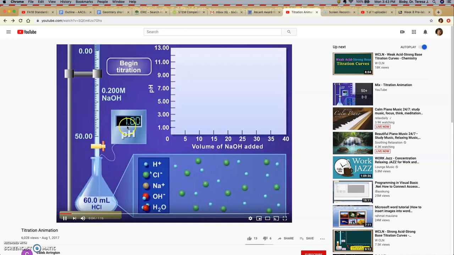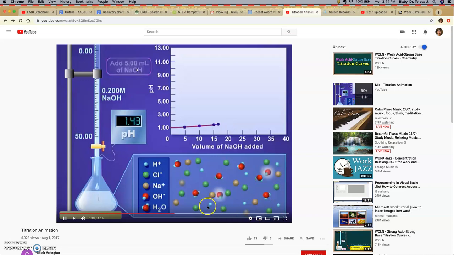And we're going to start to titrate this. My pH is very low right now, okay? We're going to start the titration, and I'm going to hit this button up here that says Begin Titration, and add 5 milliliters of NaOH. So we're starting here at pH 1, and then when I add 5 milliliters of NaOH, you can see that here's my sodium, right? Here's my hydroxide, pairs up with hydronium ions to make water, okay?